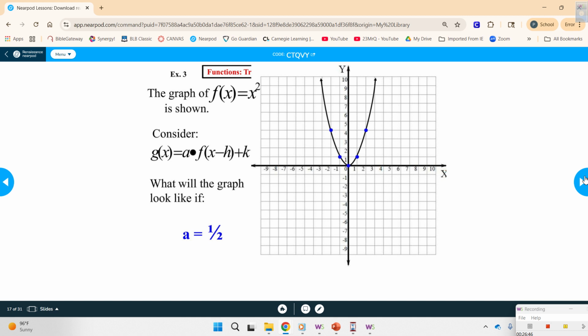When A is 1/2, tell your neighbor what happens when A is 1/2. All right. Pass it to Natalia. Pass someone. It compresses. That is correct. Next, what happens to that graph when H is 5? Tell your neighbor when H is 5.